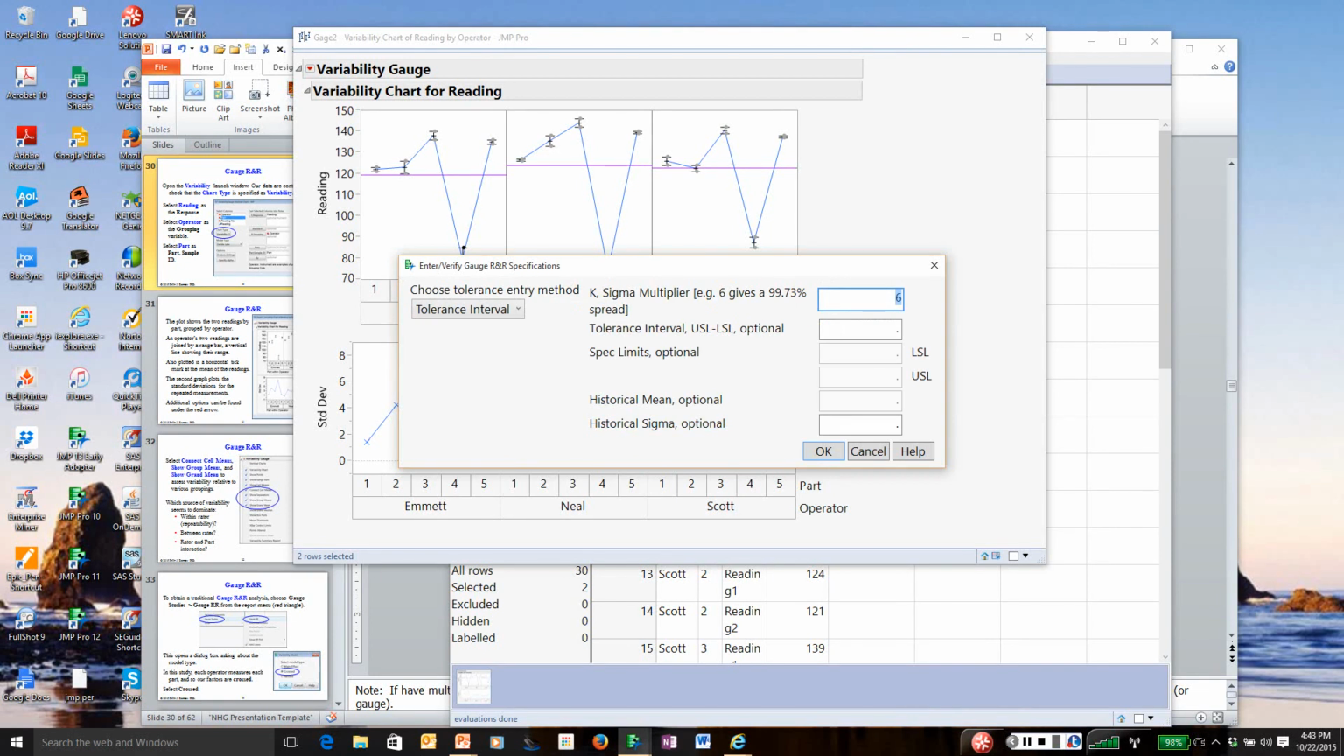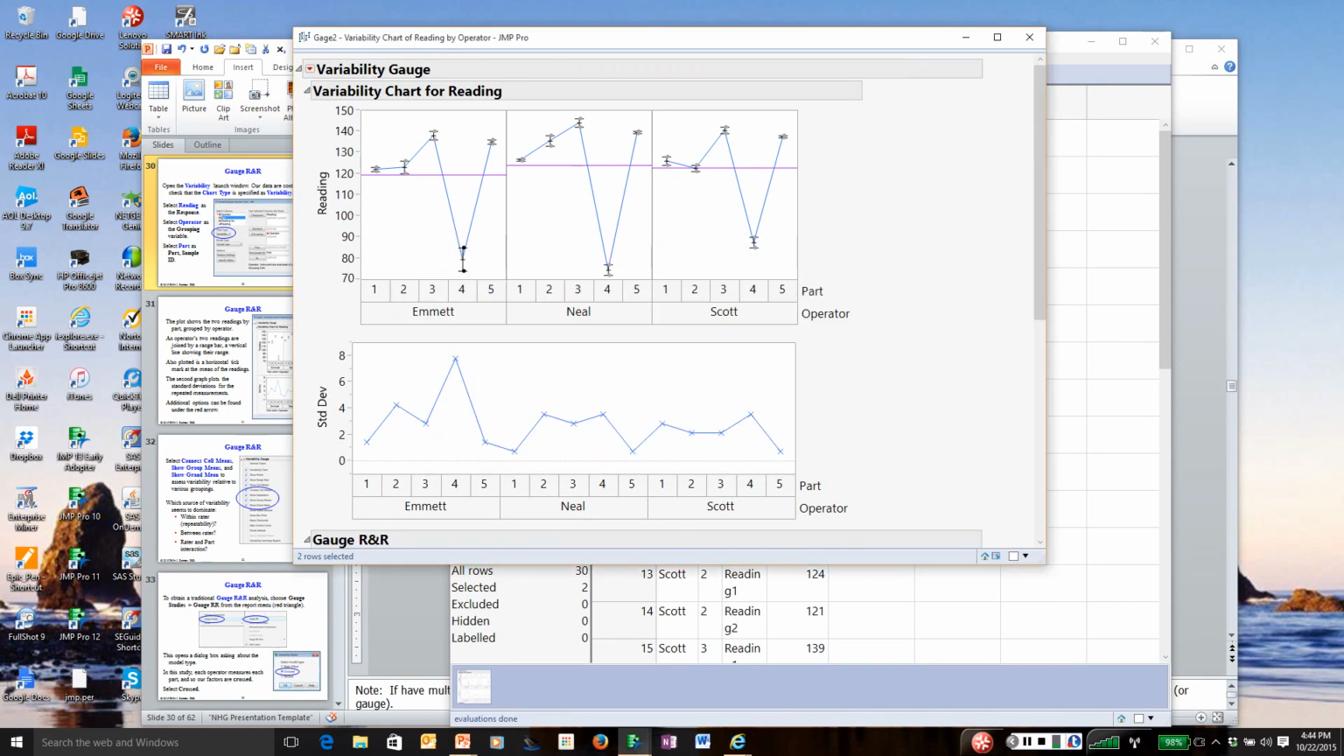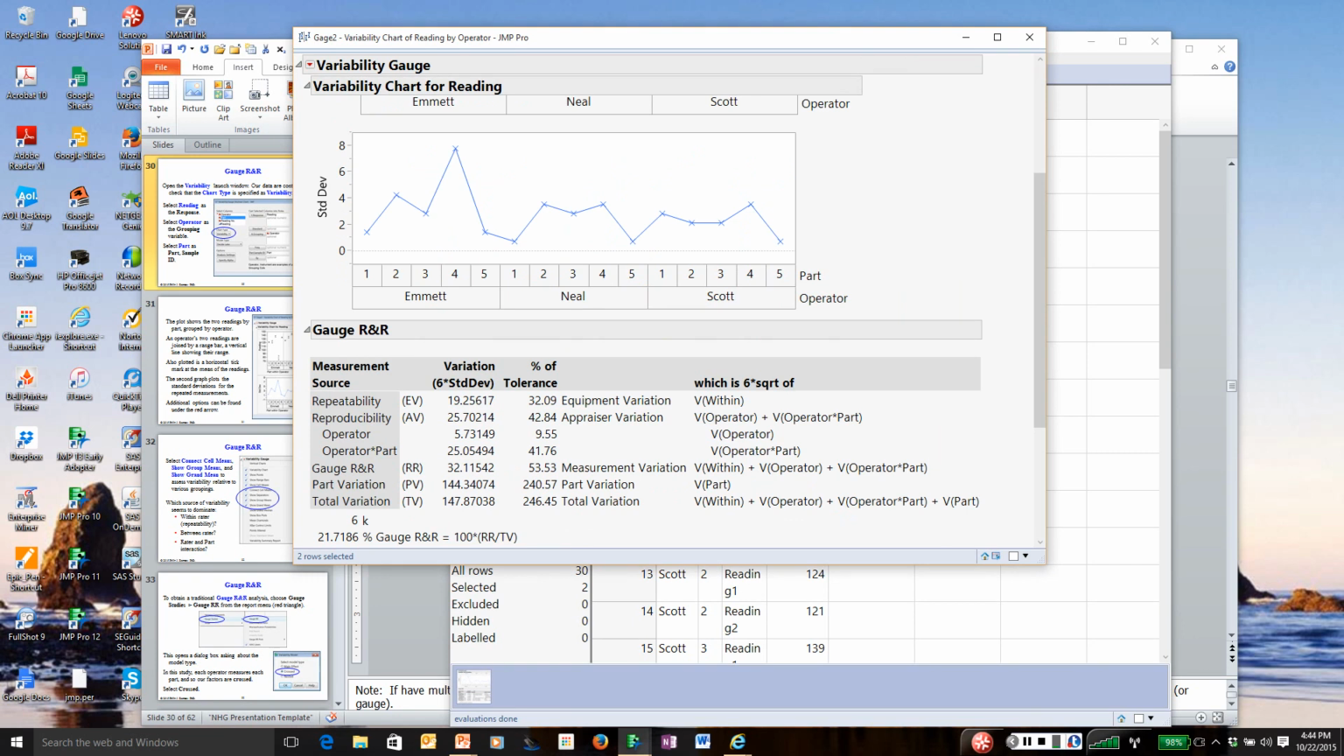Now notice there's this multiplier 6. What this stands for is 6 standard deviations. For a normal distribution, I'll review this in the notes, 6 standard deviations typically covers 99.73%, or almost 100% of the variation. And my tolerance interval is 60 thousandths wide. So I just click OK, and I get a report.